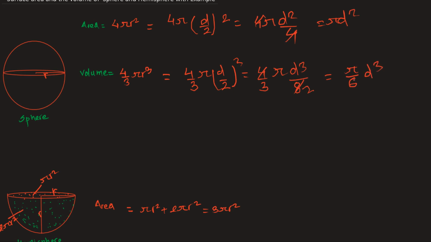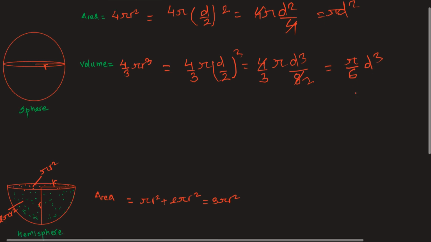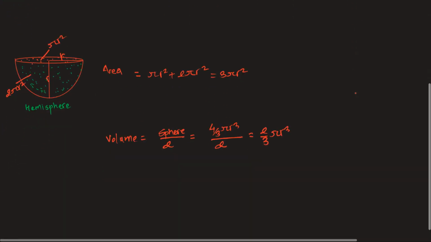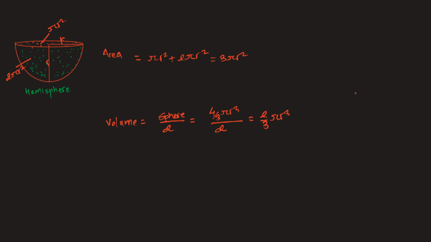So in this way we can find area and volume of a sphere. Similarly, if we want to see it for hemisphere, let us talk about total surface area of hemisphere. So hemisphere is made up of the circle over here, which is pi r square, and the curved surface, which is denoted by this green area over here, is 2 pi r square.